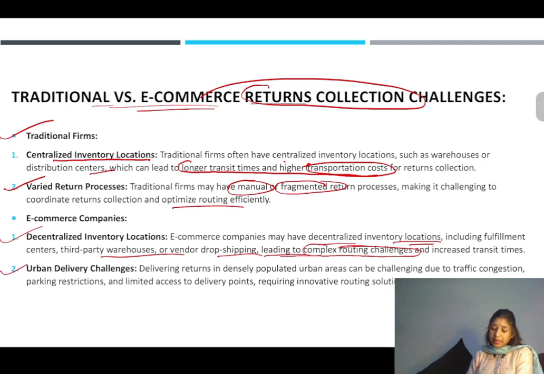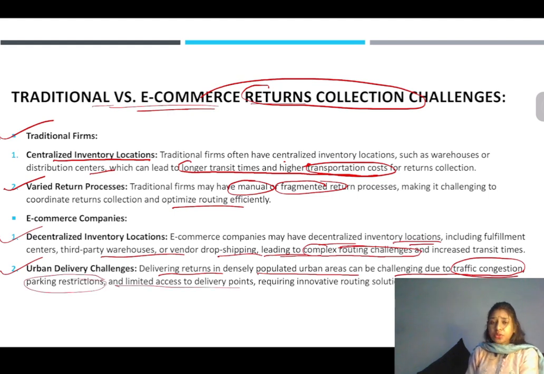Again, urban delivery challenges means delivering returns in densely populated urban areas. It is also a challenge due to traffic congestion, parking restrictions, and all these. So these are the issues with the e-commerce companies. We can use techniques, tools and software to optimize this. So we can use routing algorithms.